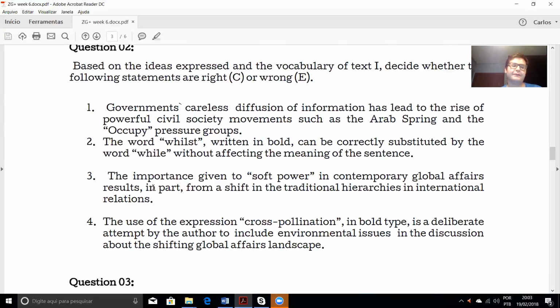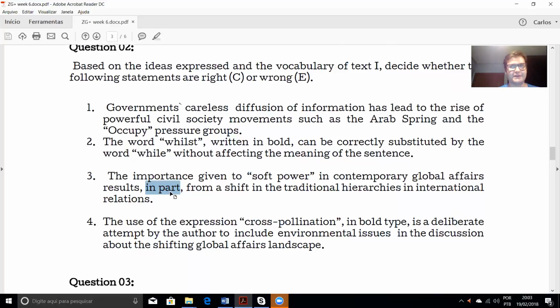So if this "in part" wasn't here, then it would be incorrect, because there are also other causes which give this new importance to soft power. It's not only the shift in traditional hierarchies in international relations.